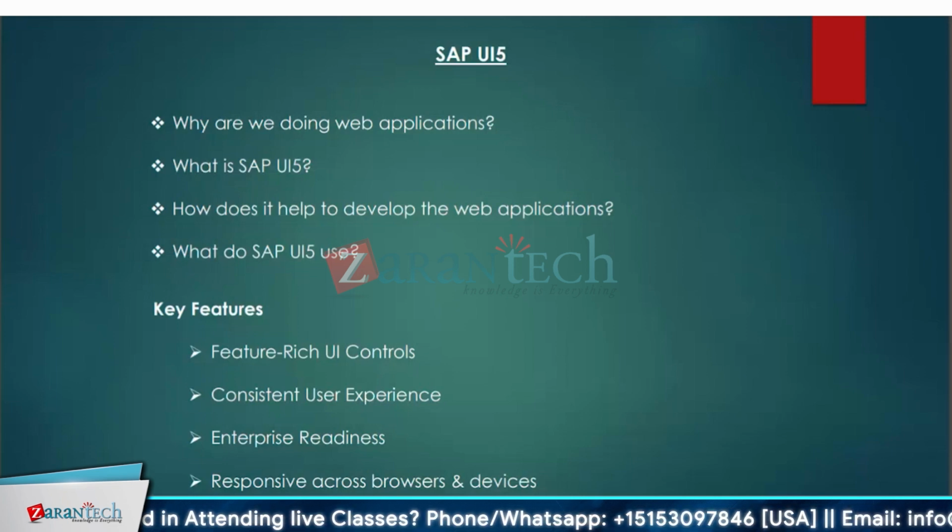Okay, so what does SAP UI5 use? It uses open standards like HTML5, CSS, JavaScript, DOM, okay, and open standards for OData as well, datajs. Okay, so that it helps in bringing the data from the backend to the front end. Fine. So this is the main introduction about UI5.